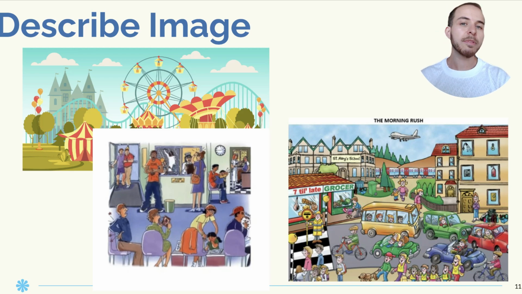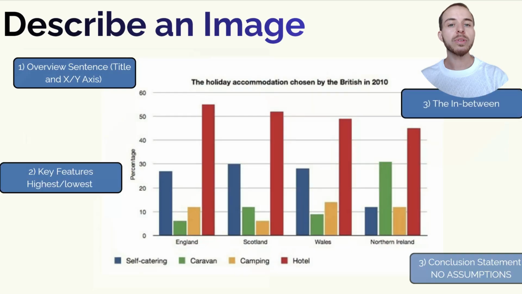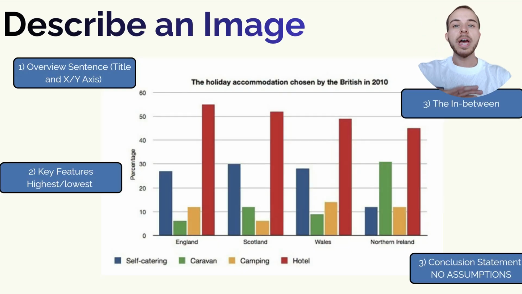It doesn't matter what type of photo you get, we are going to follow this important structure. The very first sentence that you say should be an overview of the image. So you can look to the title like this and the Y and X axis.